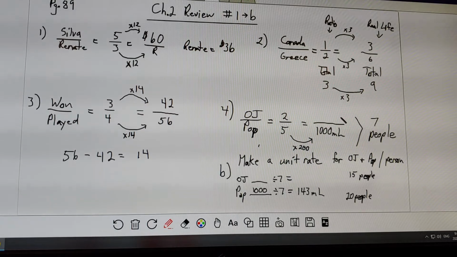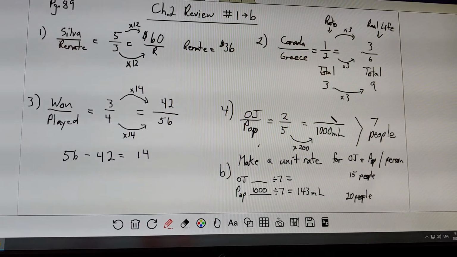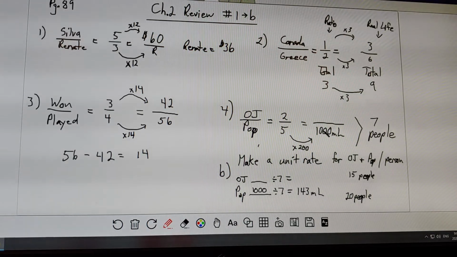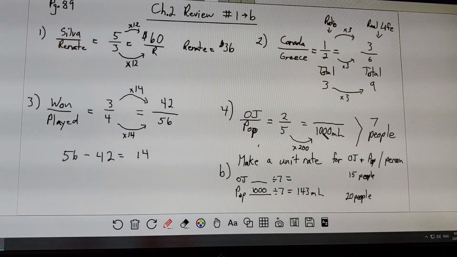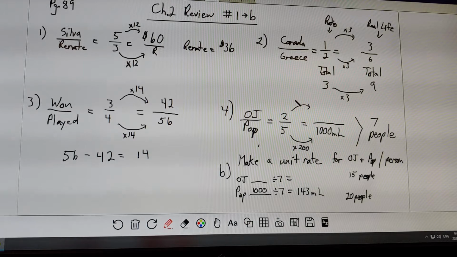And working with decimal numbers isn't the easiest, so we'll just switch to milliliters. So what do we do to 5 to make it 1,000? Well, same thing if you're not quite sure, 1,000 divided by 5 gives you 200. And then we can do the same here.